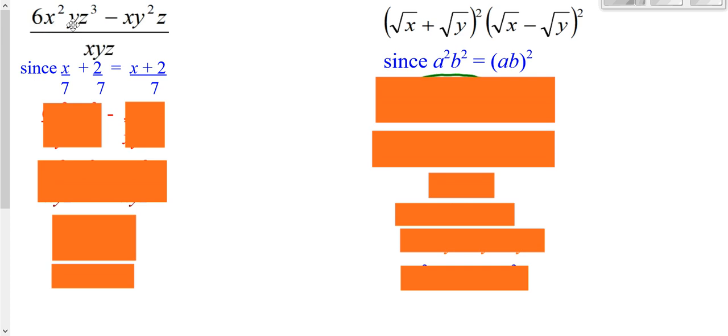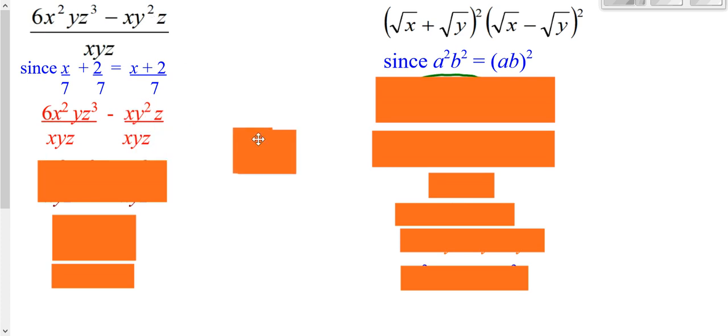So we could take each term on top over our denominator. The first term on top over our denominator, the second term on top over our denominator. So now all we'd have to do is go ahead and do a little bit of simplifying. You'll notice with each fraction, a z times the top, z times the bottom. X times the top, x times the bottom. And here, which one has more y's? The top does, one more.